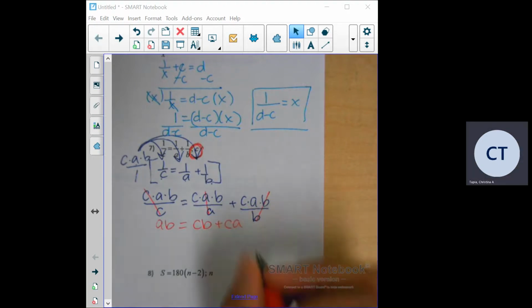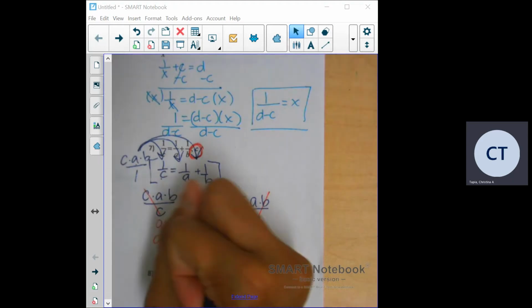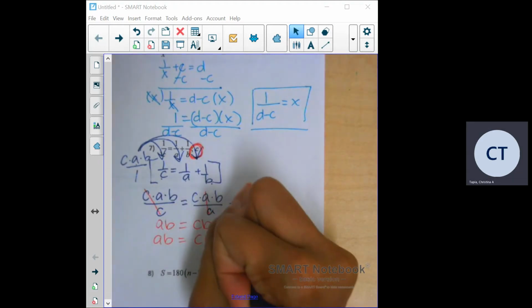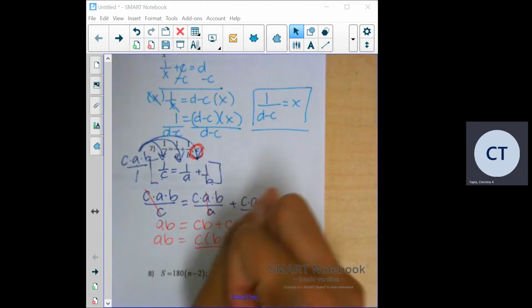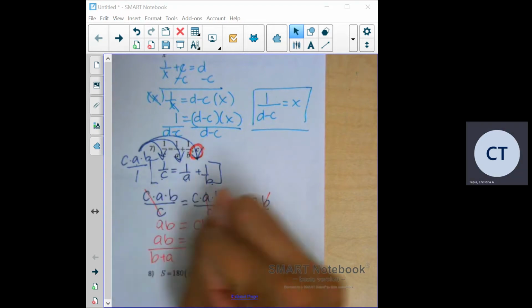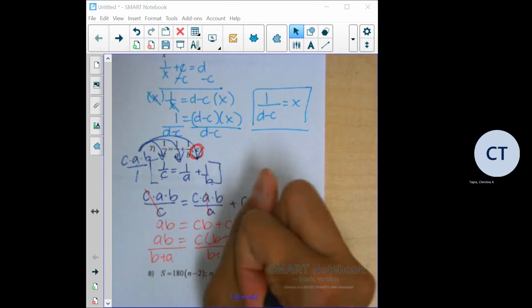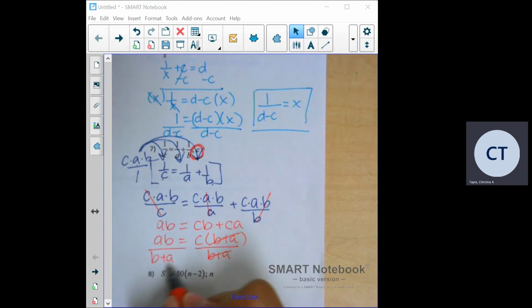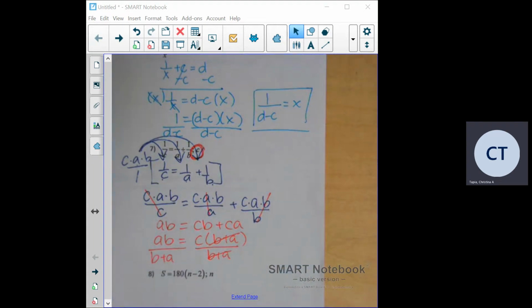Okay, so let's check with that. So we're going to factor out the C. This is B plus A. And then you're dividing, right? B plus A, B plus A. So you're saying that these are going to cancel? You tell me.